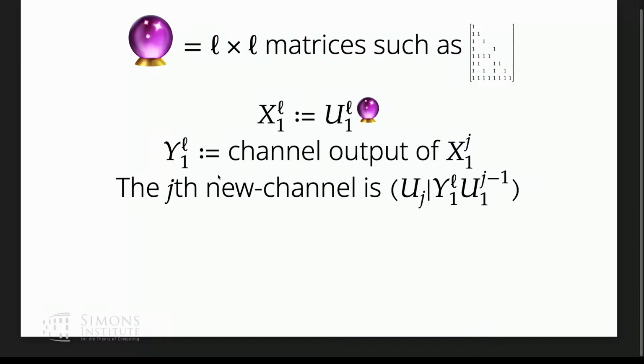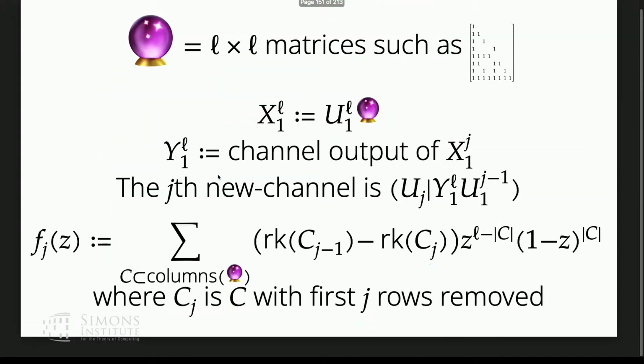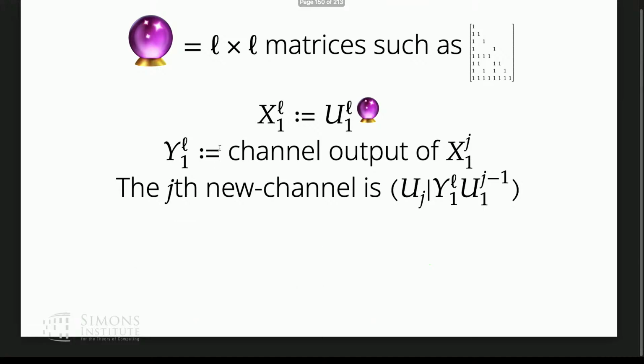And then the j-th new channel. So the j-th new channel is the j-th channel on the right-hand side, this channel where the input you want to guess is u_j and the output is y_1 to y_l, and also the genie will tell you u_1 to u_{j-1}. So all the previous bits, the genie will tell you the correct answer.